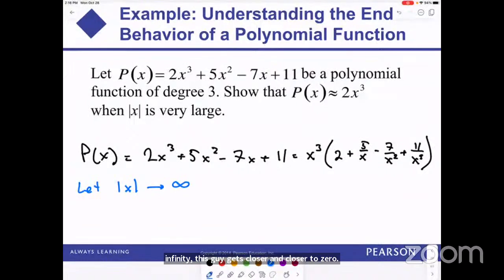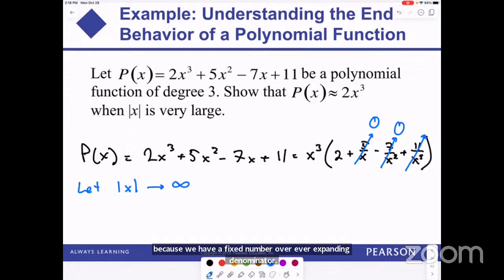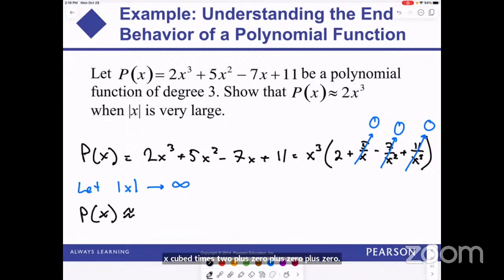If you can understand that dynamic in that term as the absolute value of x tends to infinity, then it's a similar argument for this one and this one, right? Because we have a fixed number over an ever-expanding denominator, those guys essentially go to 0. So now it's like we have 2 plus 0 plus 0. So at this point, we can say that p of x is approximately equal to x cubed times 2 plus 0 plus 0 plus 0, which is 2x to the power of 3.